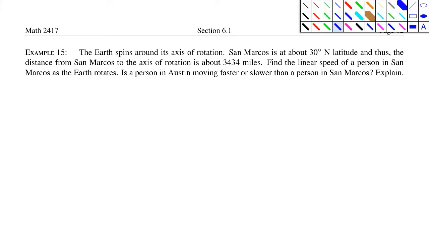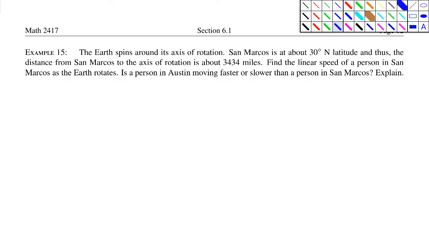Let's look at example number 15. The Earth spins around its axis of rotation. San Marcos is about 30 degrees north latitude, and thus the distance from San Marcos to the axis of rotation is about 3,434 miles. Find the linear speed of a person in San Marcos as the Earth rotates. And then, is a person in Austin moving faster or slower than a person in San Marcos?